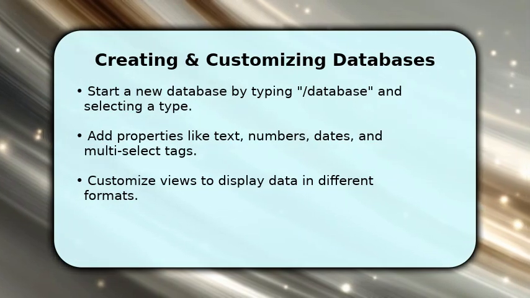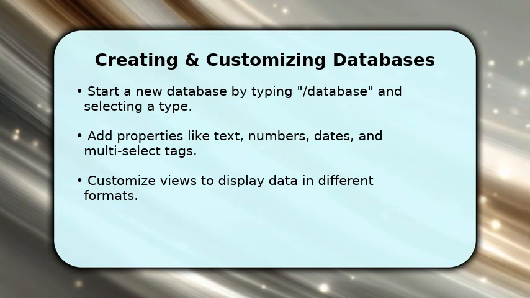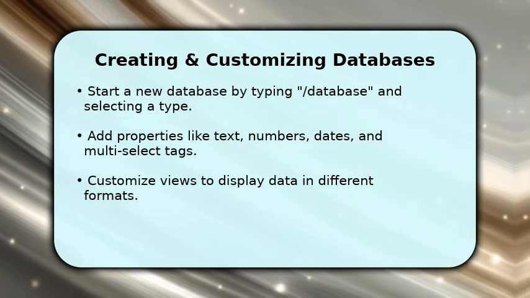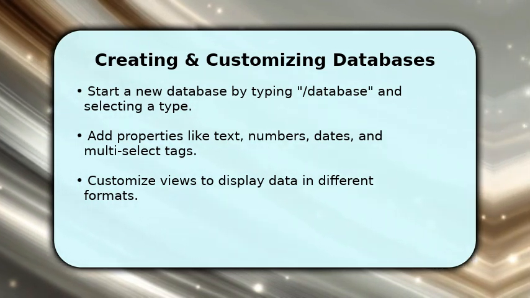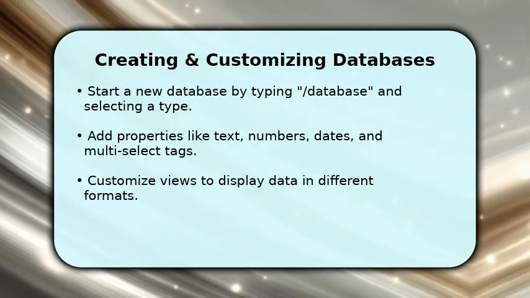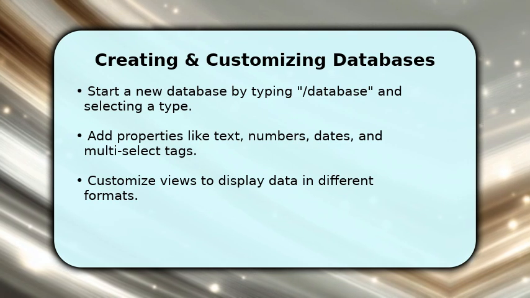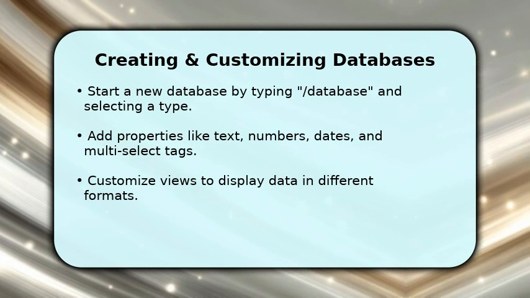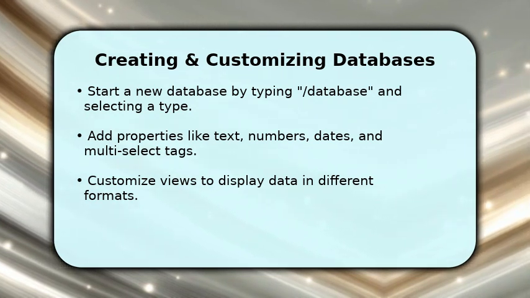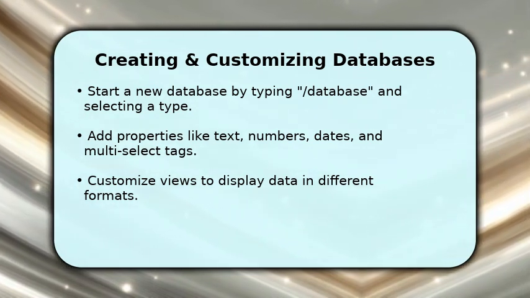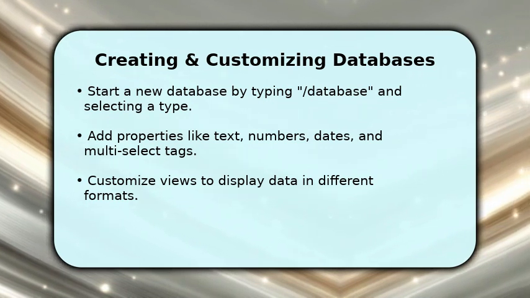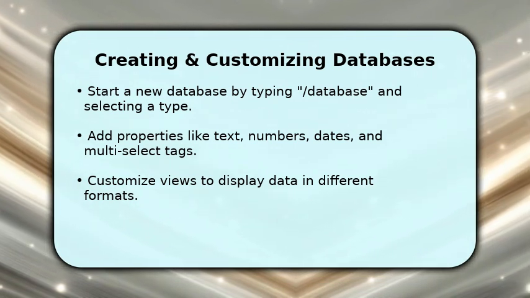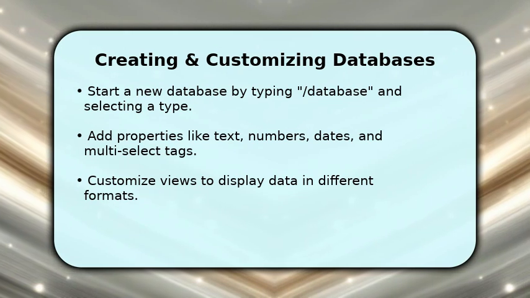Creating a new database in Notion is straightforward. Simply type a /, then database, and choose your preferred layout such as a table or board. Once created, you can add various properties to your database items. These properties might include text fields for names, number fields for quantities, date fields for deadlines, or multi-select tags for categorization. You can also customize how your data appears by adding new views, perhaps a calendar view for events or a gallery view for visual assets, giving you complete control over presentation.